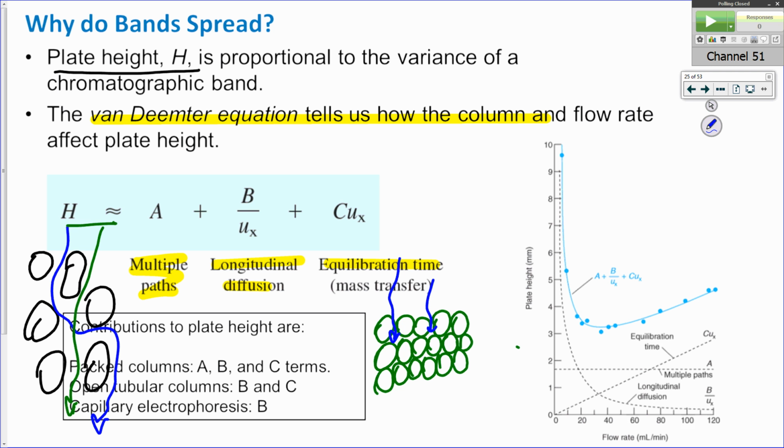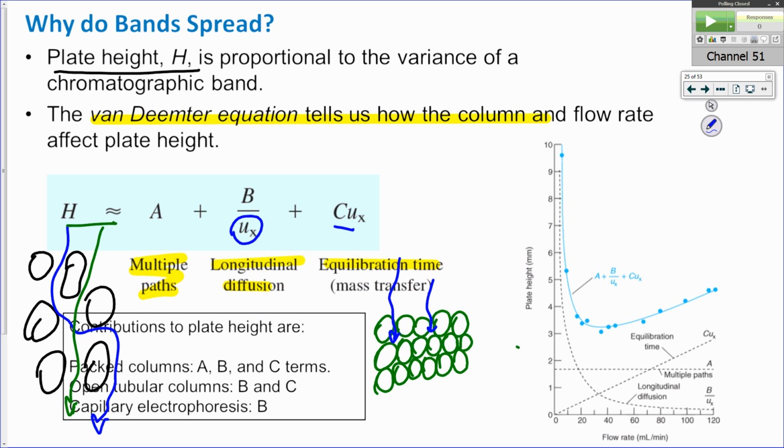The last one is the equilibration time. How long does something need to stay in a position until it gains enough free energy that it can do that phase transfer? Well, that's temperature dependent a little bit. But of all three of these different terms, two are related to flow rate. The longitudinal diffusion is inversely related. What that means is, the slower I go, the more I get this thing to diffuse out slowly, the wider the peak's going to go.